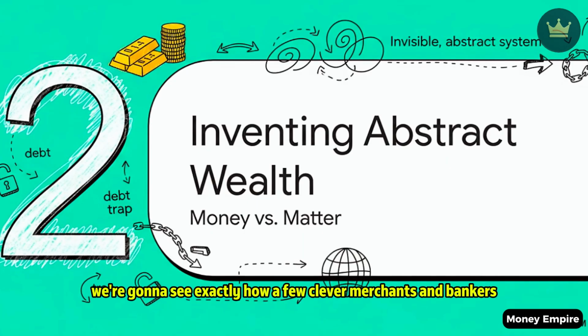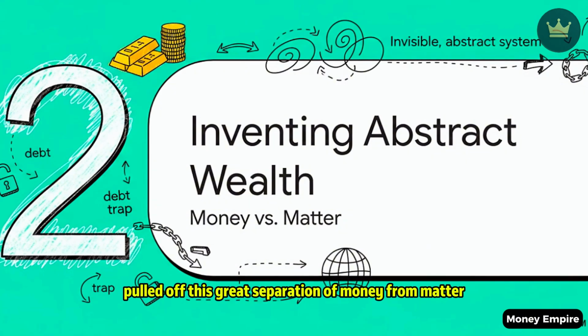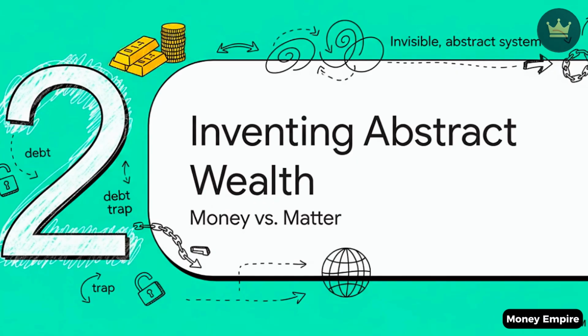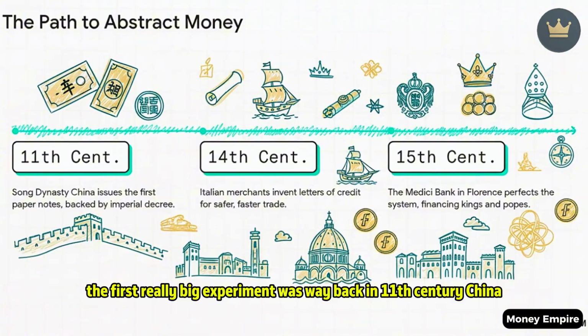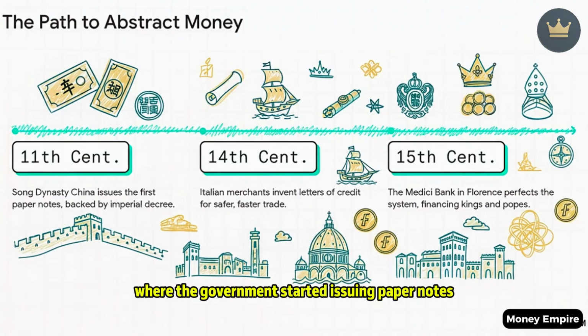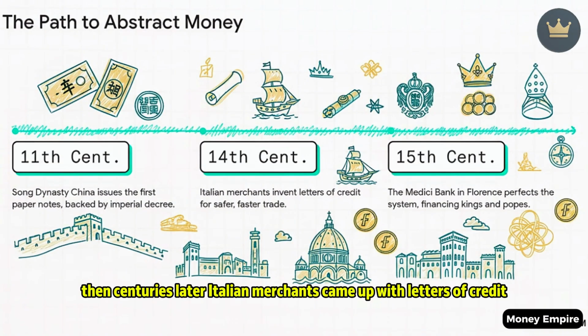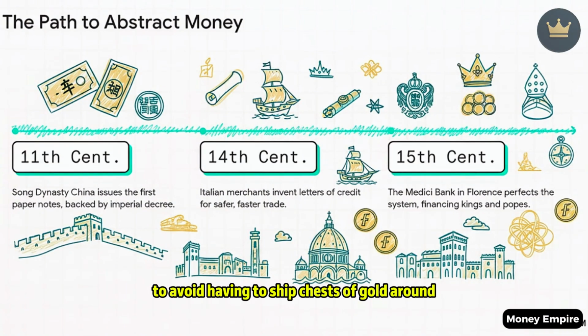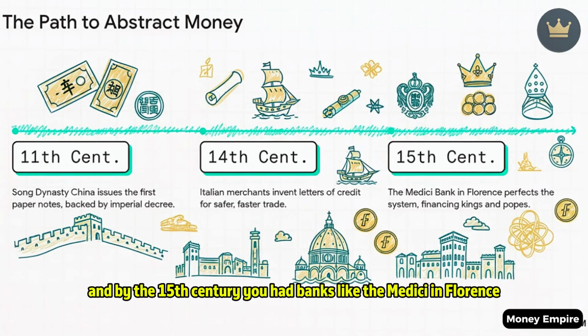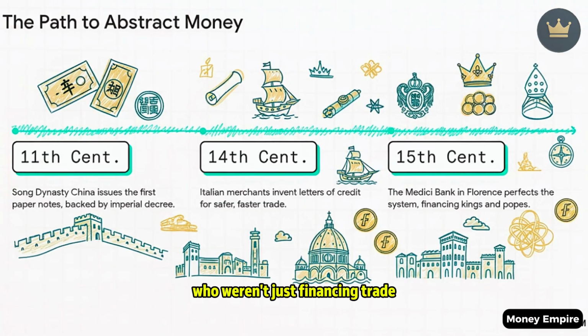We're going to see exactly how a few clever merchants and bankers pulled off this great separation of money from matter, inventing the whole concept of abstract wealth. Now, this didn't happen overnight. The first really big experiment was way back in 11th century China, where the government started issuing paper notes, mostly just because it was practical. Then, centuries later, Italian merchants came up with letters of credit to avoid having to ship chests of gold around. And by the 15th century, you had banks like the Medici in Florence who weren't just financing trade, they were financing popes and kings. They became the new financial heart of Europe.